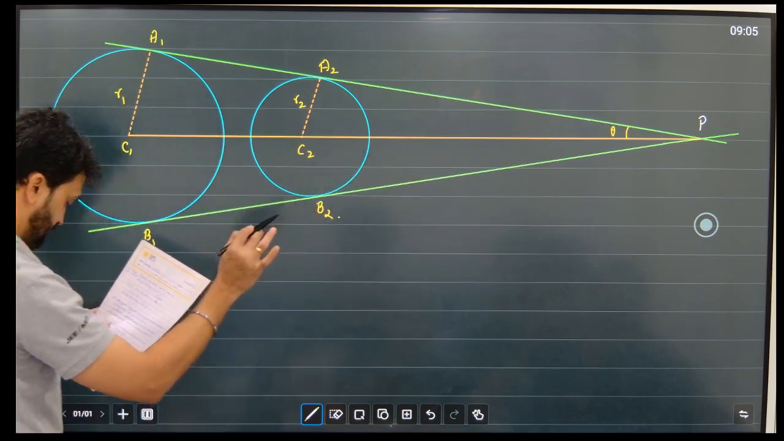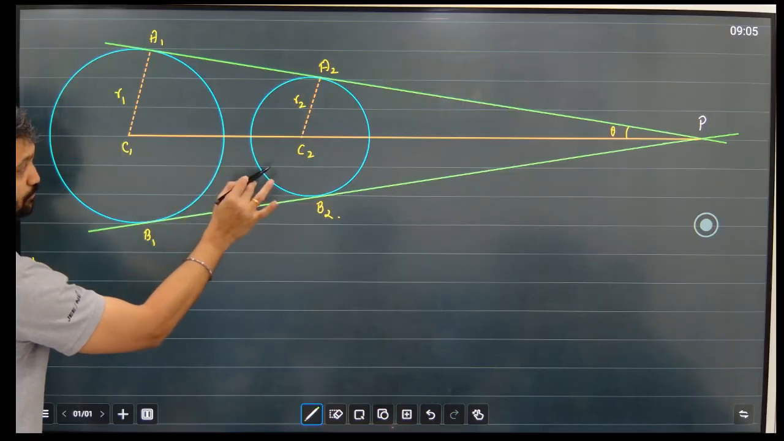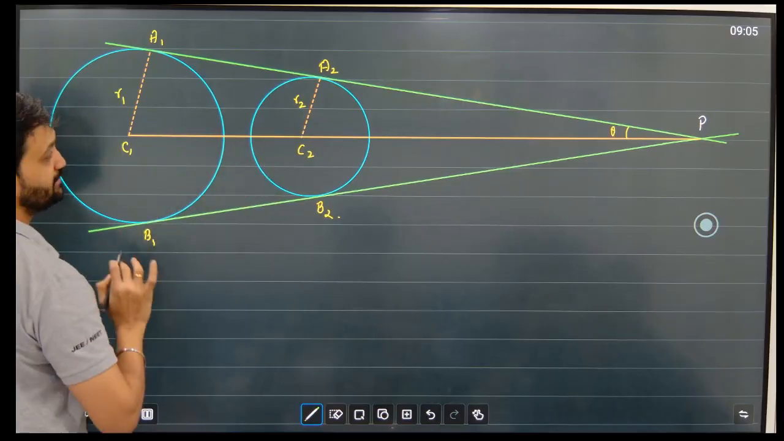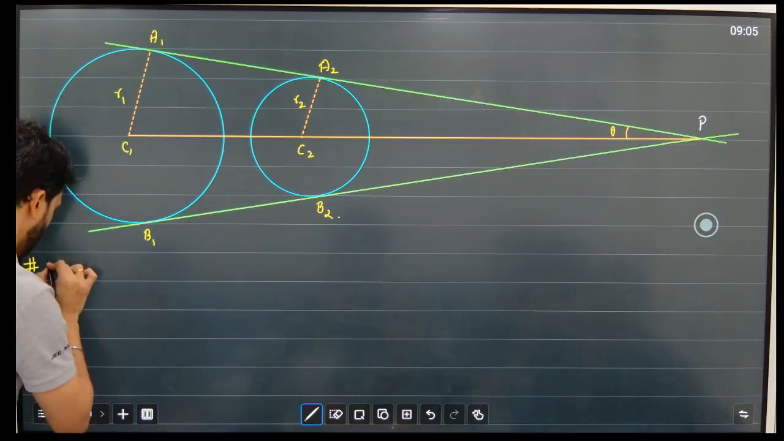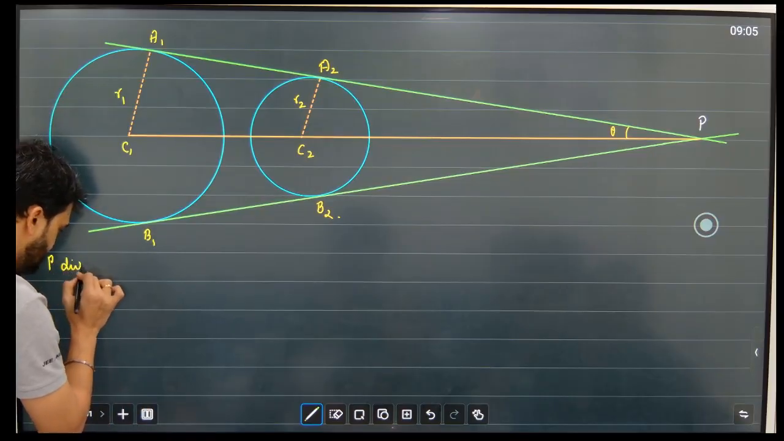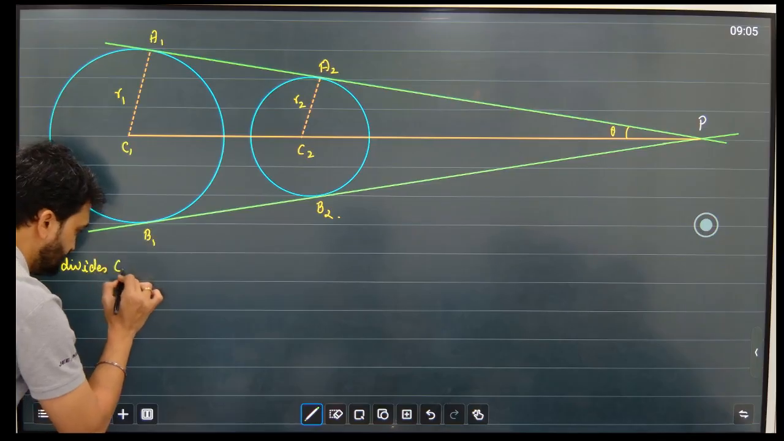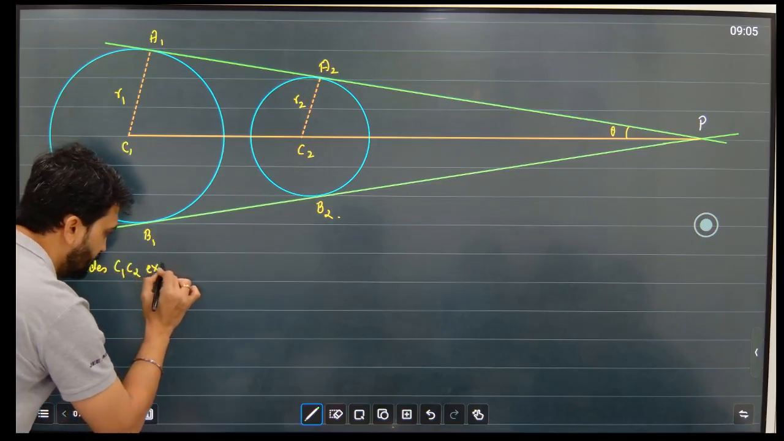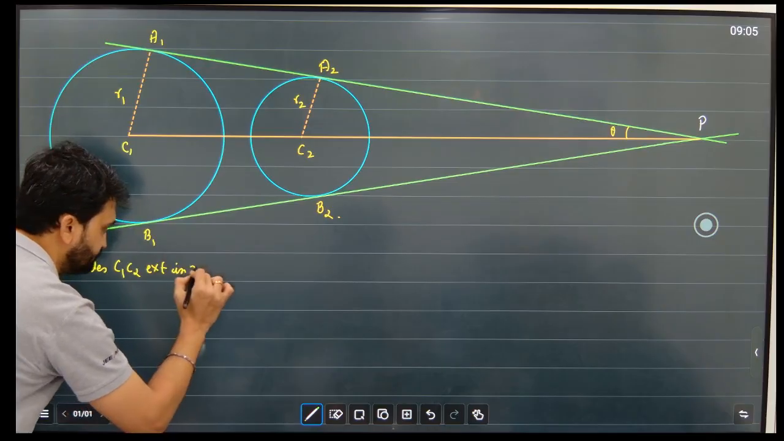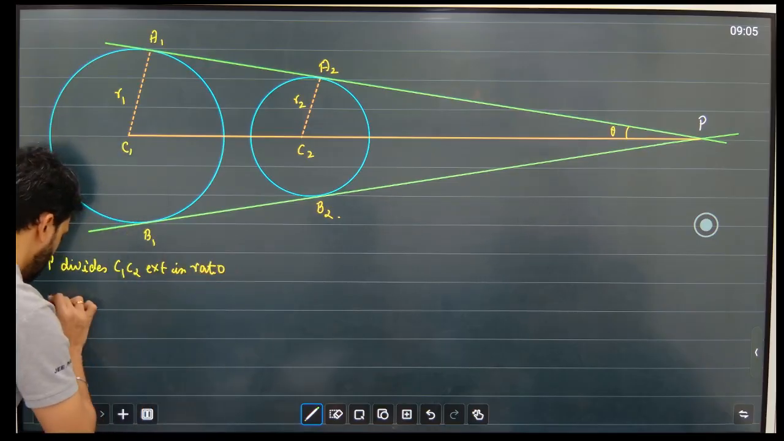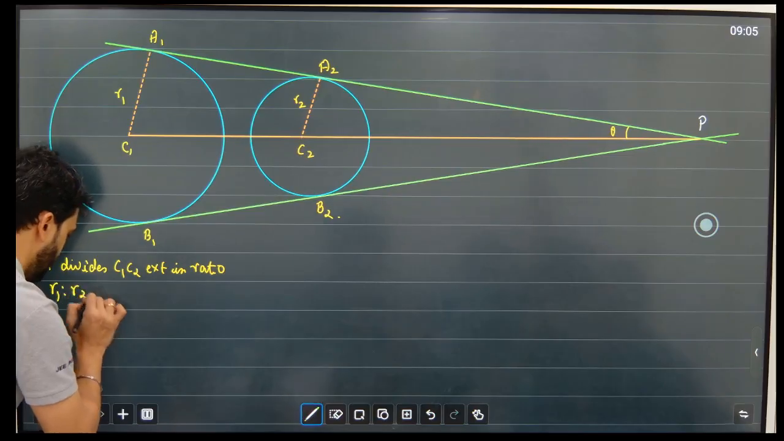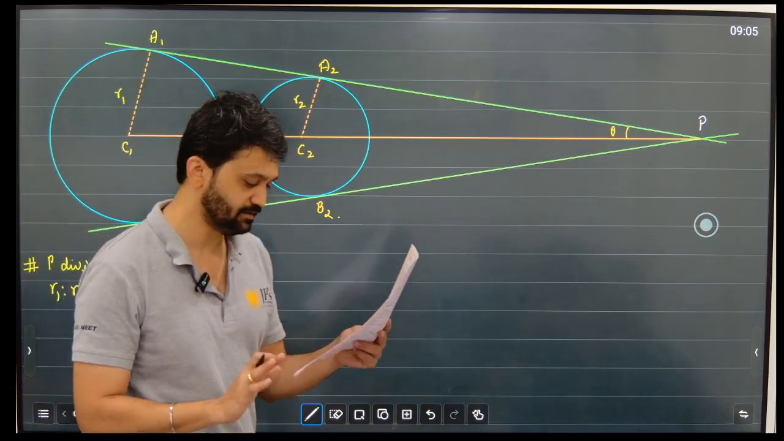Now, the point P divides C1C2 externally in the ratio R1 is to R2. Now, what do you understand by externally in the ratio R1 is to R2?